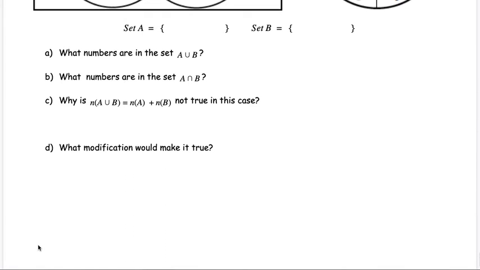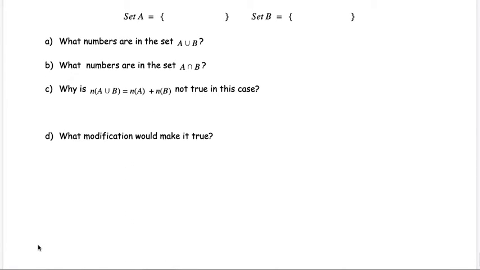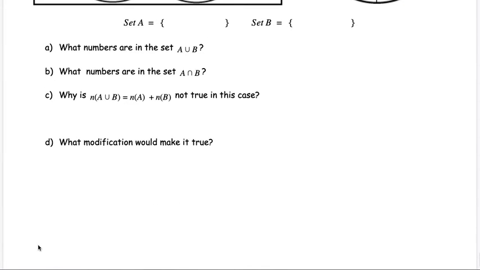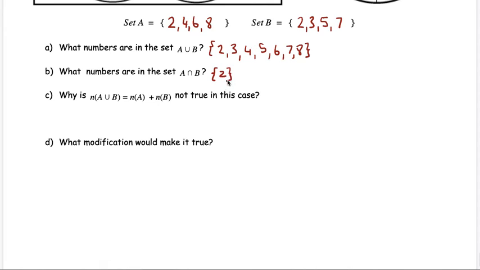Okay, so I'm going to rewrite a few things real quick. I'm going to hide the Venn diagram and rewrite the sets, so we can actually take a look at these. This set was 2, 4, 6, and 8. This was 2, 3, 5, and 7. And we had A union B as the set 2, 3, 4, 5, 6, 7, and 8. And A intersection B was 2. Right, so that's where we left off.